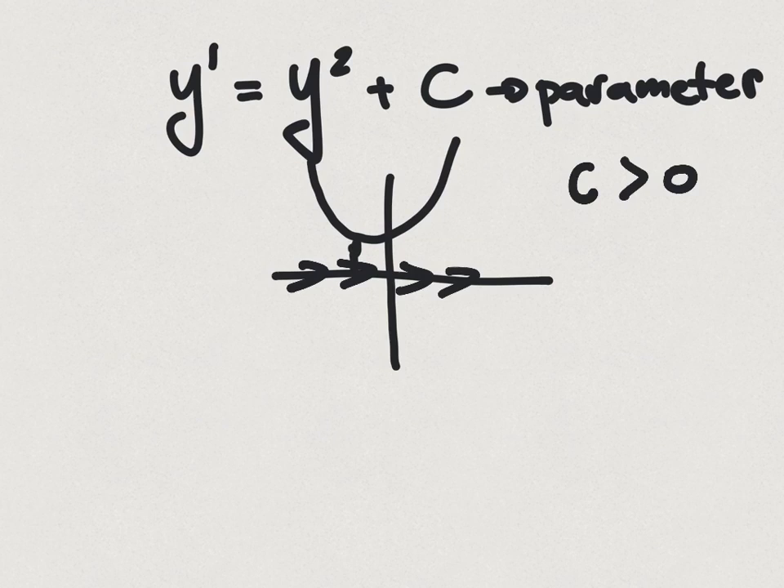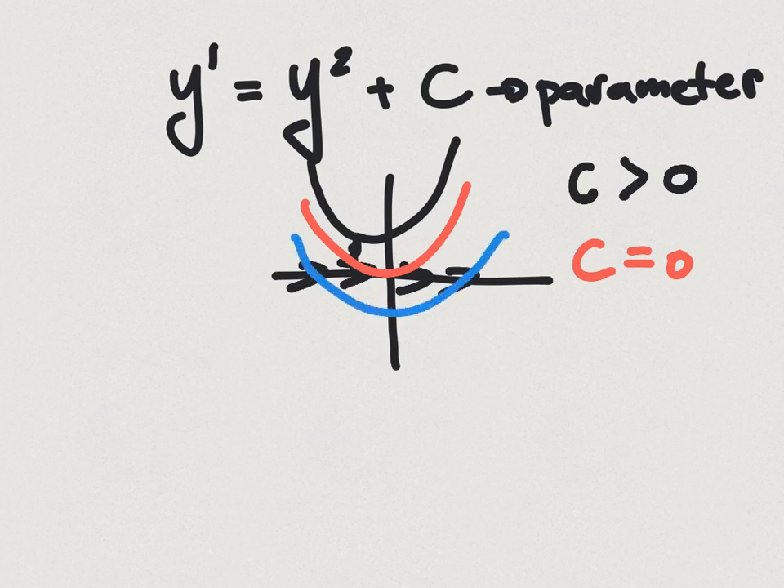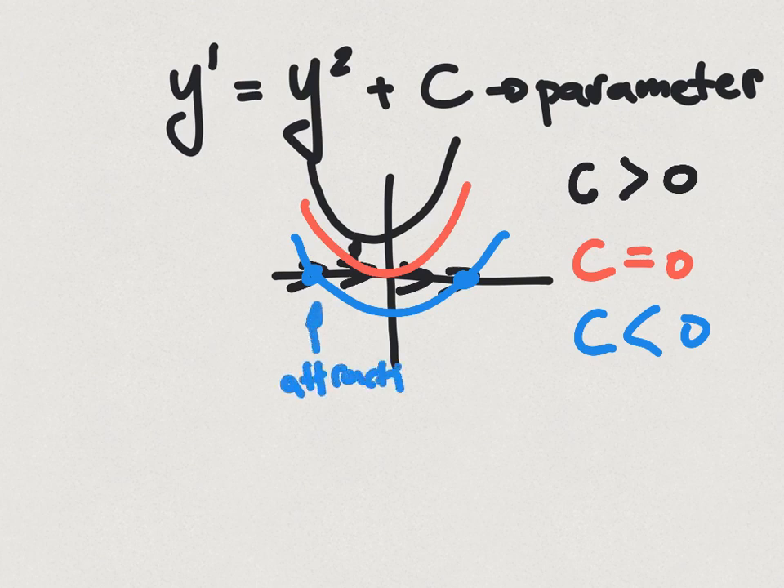It moves slower close to the bottom of the parabola, but then increasingly faster as we move to the side branches. If the constant is equal to 0, we have what we call the saddle node behavior. And if the constant is smaller than 0, we have the emergence of two equilibrium states, one of which is attracting, and this one is repelling.